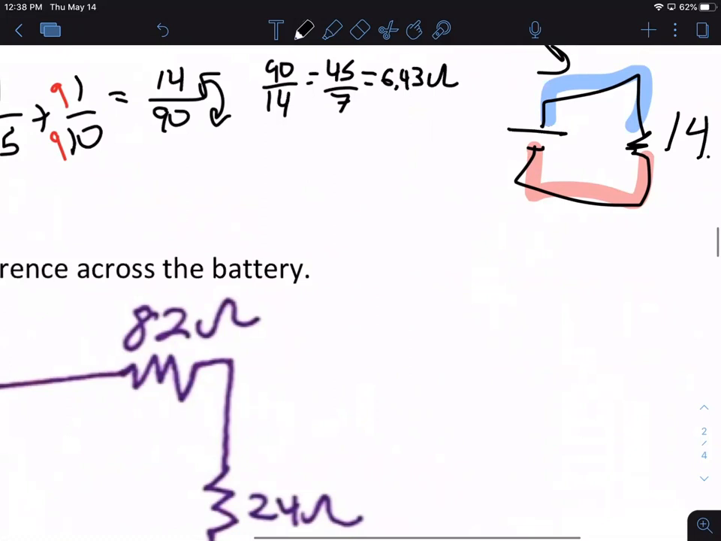Well, back in my original circuit, I can see that 6.93 amps, as we said earlier, is going through the 8 ohm resistor. So 6.93 amps, resistance of 8 ohms. That's 55.44 volts. Delta V for that resistor.